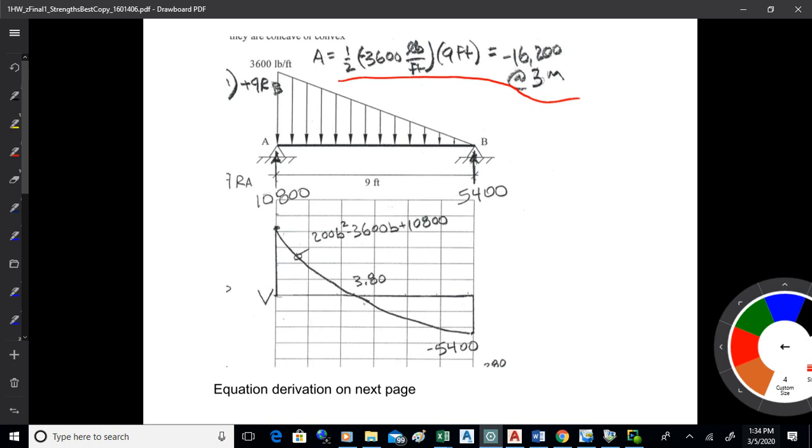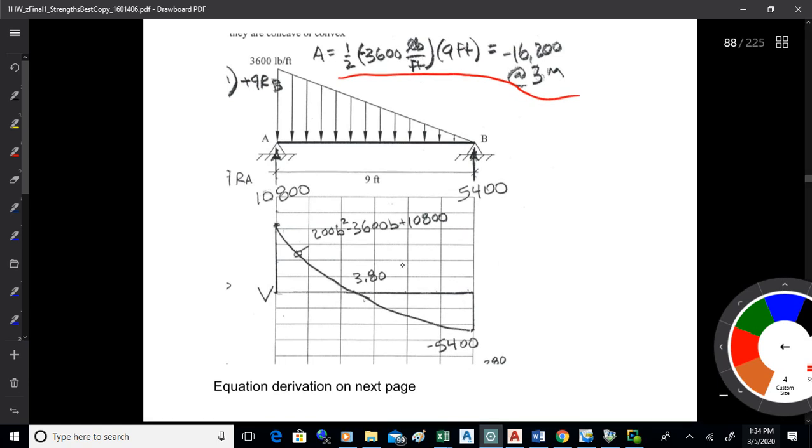Okay. So now that'll get me kind of what's going on there with the shear diagram. I know that I'm starting at the reaction, which is 10,800, and I know I'm going to end up 16,200 less than that, so that's negative 5,400. Okay. And then I know that my slope starts off negative and ends up at 0, so I can tell that that's going to be concave up, because I got a negative slope and then it flattens out to 0 by the time I get to the right.